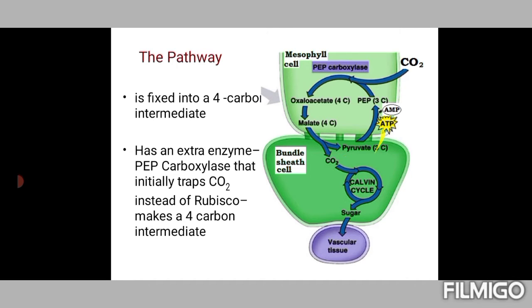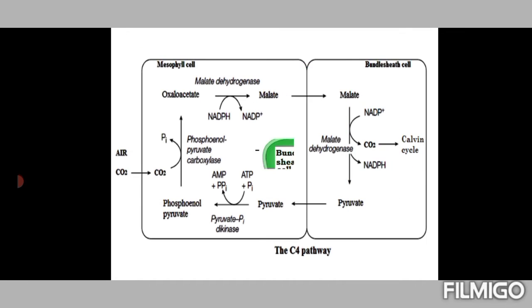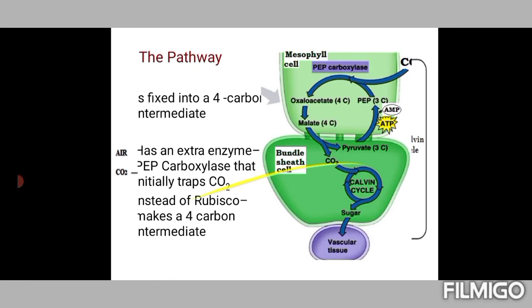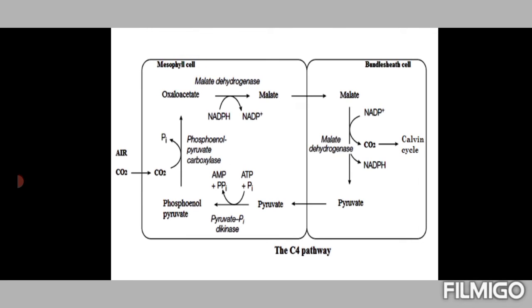This pyruvate gets back to the mesophyll cell. So like that it goes. We can see this a little more clearly here. This is the mesophyll cell, and this is the bundle sheath cell. Carbon dioxide gets in.